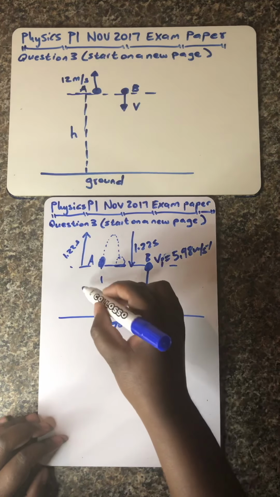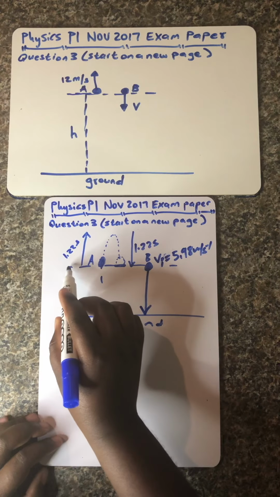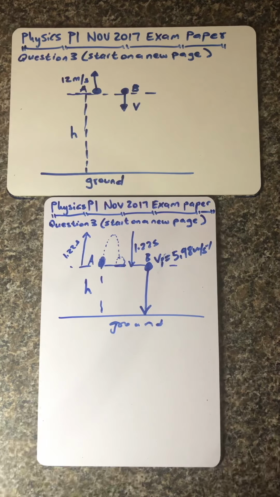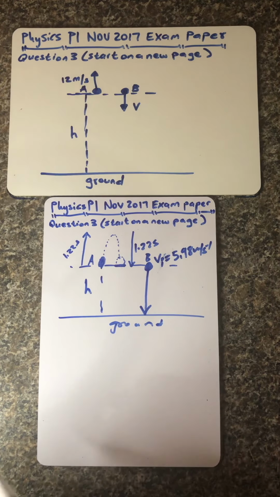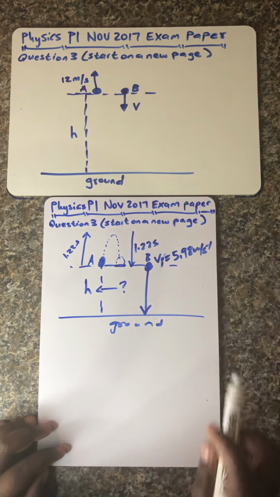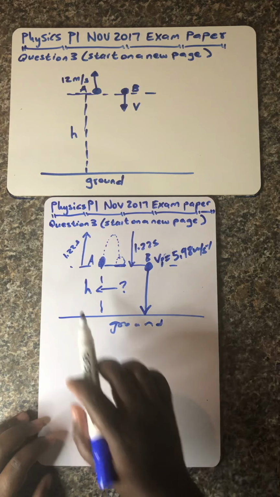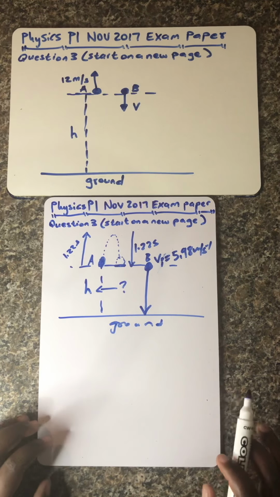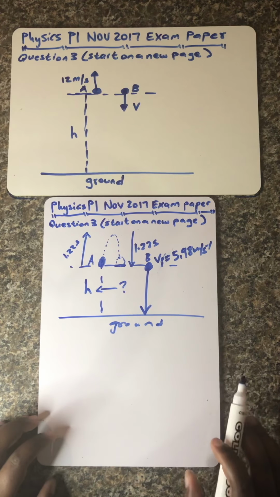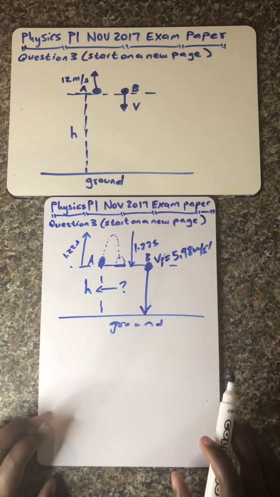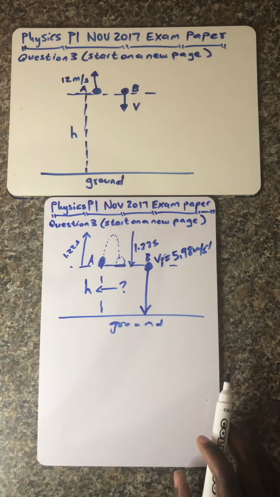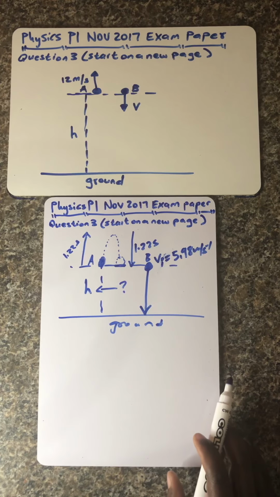And remember, the difference between that height and the ground is referred to as h. So now what the question wants is that h. They want us to calculate that h. So we need to make use of the information that we have to interpret the situation, understand it better, and use the formula to calculate what the question wants us to calculate.